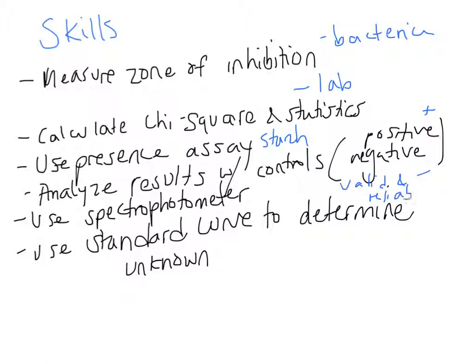Using a spectrometer, basically what are the steps? What would you need to do that? And using the standard curve to determine the unknown. This is going back to extrapolating data. So knowing that this is the curve, can you pick a point out here to understand? Can you pick a point down here to estimate? Those would be the important skills from this unit.